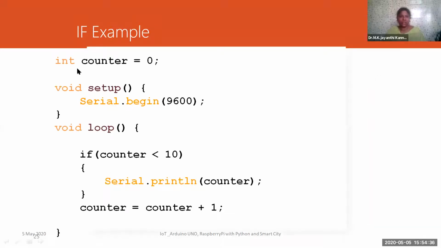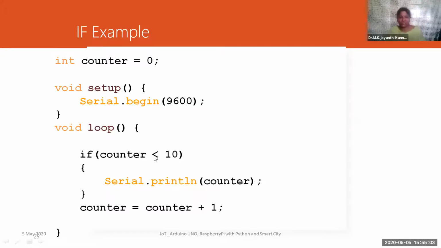Say integer count equal to 0. Here count is a variable. void setup, the setup function, Serial.begin(9600). So in the void loop function, if count is less than 10, Serial.println. So this function Serial.println will be executed. The counter will be incremented, count equals count plus 1.